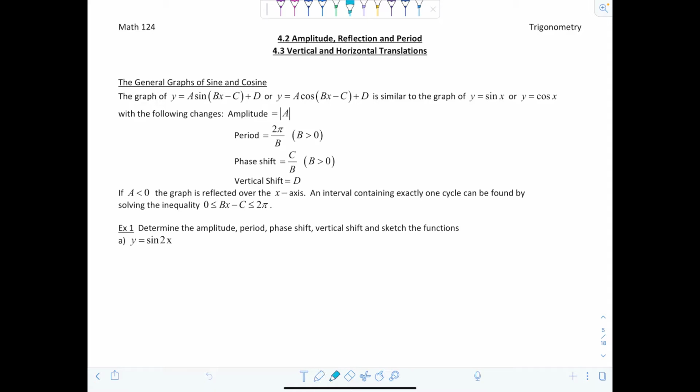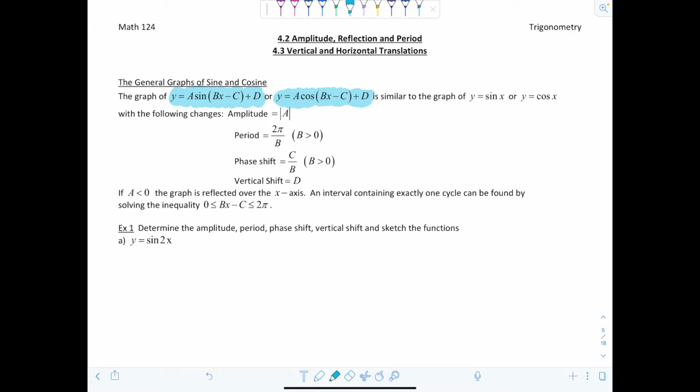So here's the form that you're going to have to put to memory and identify. You have y equals a times sine of the quantity bx minus c plus d, or y equals a times cosine of bx minus c plus d. And each of these is similar to the original parent functions, the graphs that we looked at in the previous lesson, y equals sine x or y equals cosine x, with the following changes.